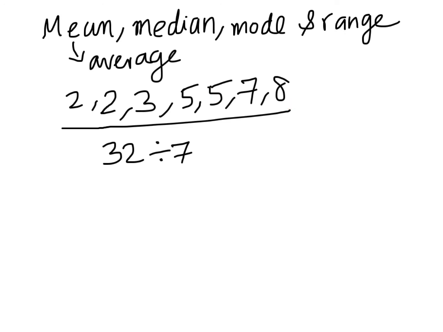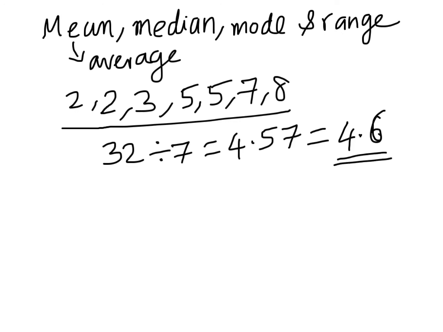7 samples here. Okay, so you divide by 7, you get your mean or average, which in this case is 4.57. And if you want to round up to the first decimal place, you would have to write that as 4.6. Okay, so that's your average number of organism in your sample.